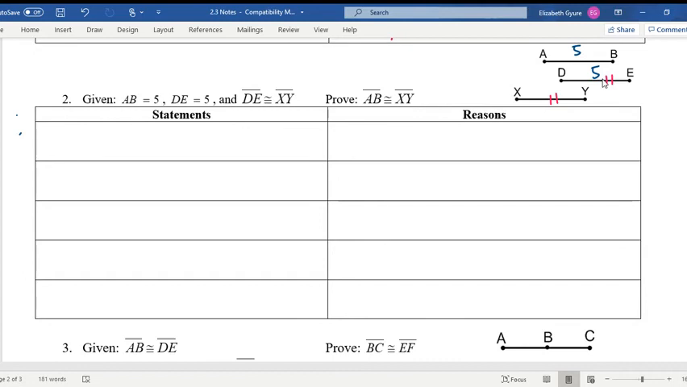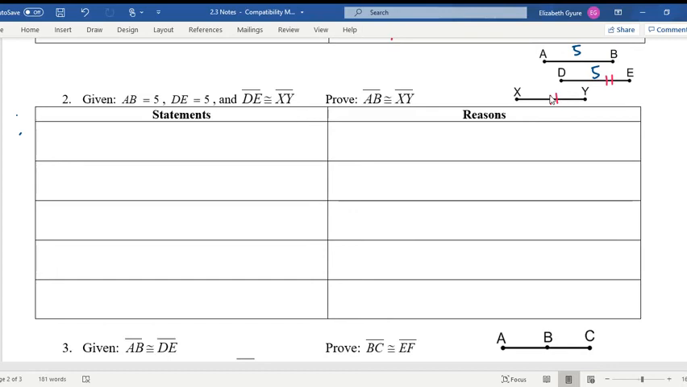AB and DE are both 5, right? But wait, DE is congruent to XY. But isn't DE 5? So that means XY is 5. And if XY is 5 and AB is 5, won't those also be congruent?